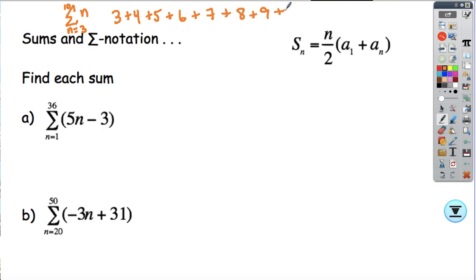All right, how many terms are there? Are there 10 minus 3? Are there 7 terms? Let's count them out. 1, 2, 3, 4, 5, 6, 7, 8. There's 8 terms.